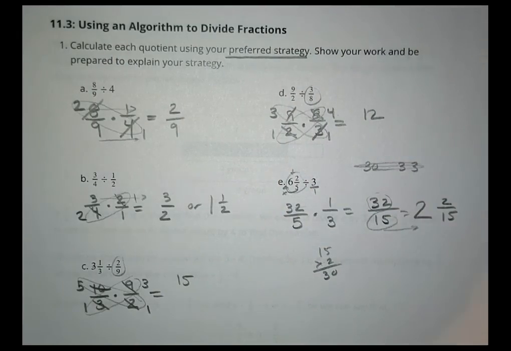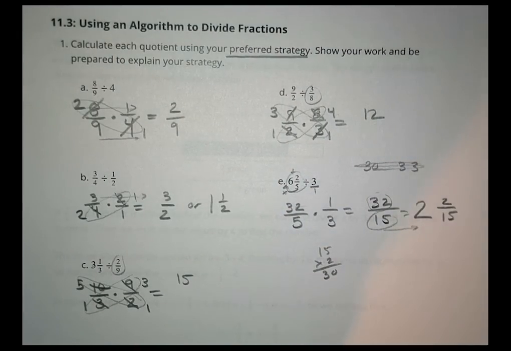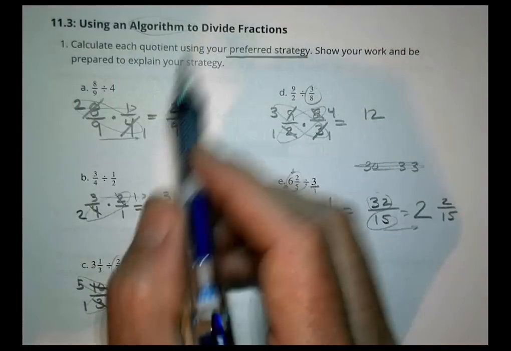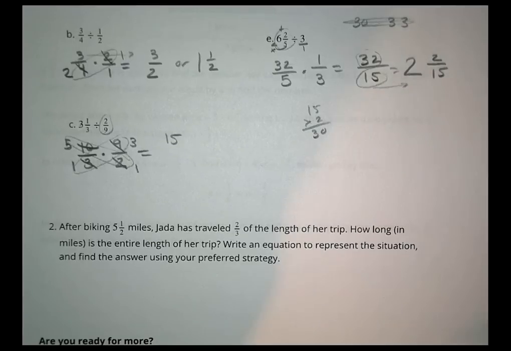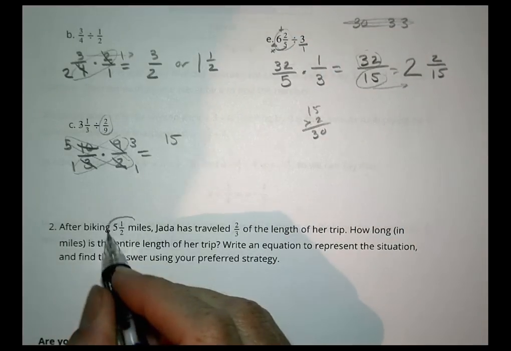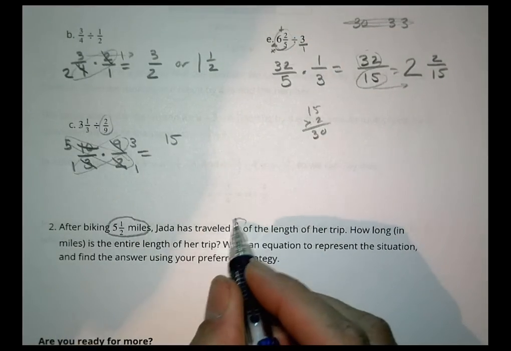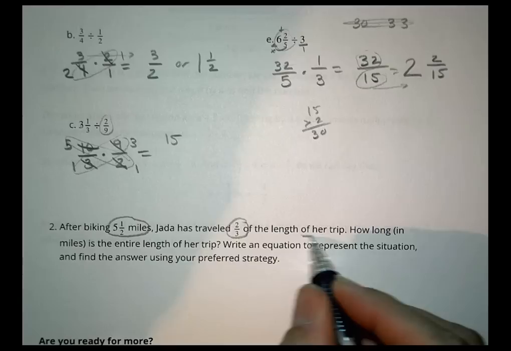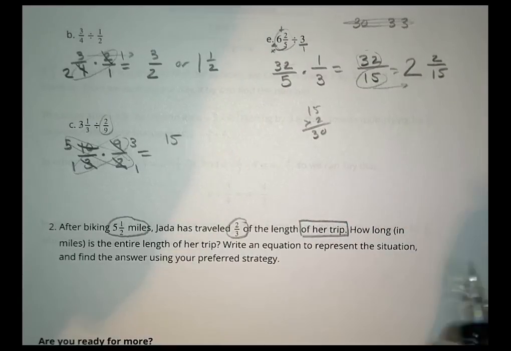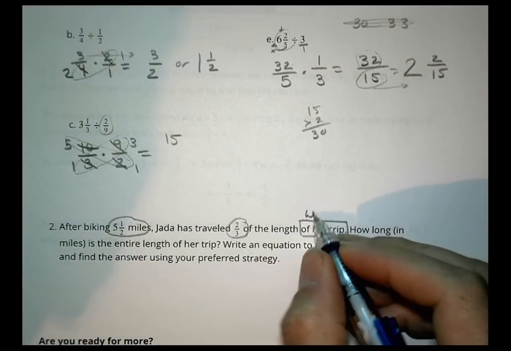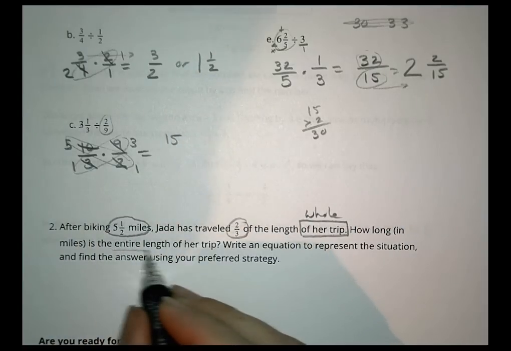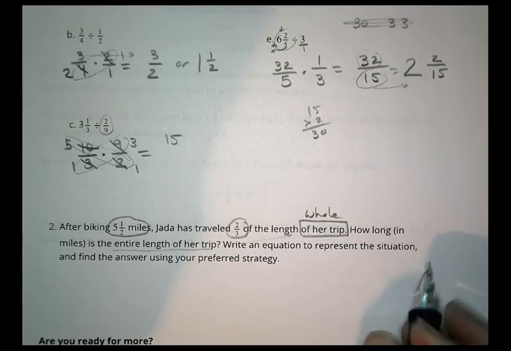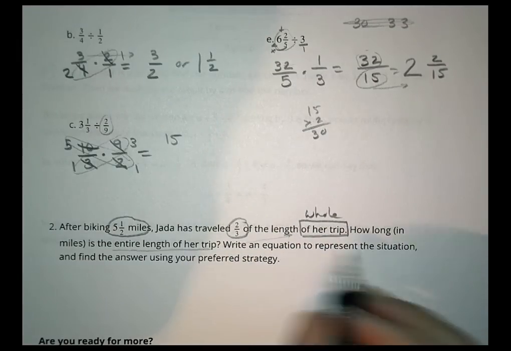Alrighty, so a lot of computation there, and that's just using the algorithm multiplying by the reciprocal. Okay, so after biking 5.5 miles, so she's gone 5.5 miles, Jada has traveled 2/3 of the length of her trip. That's the whole trip. How long in miles is the entire length of her trip? Write an equation, represent the situation, and find the answer using preferred strategy.